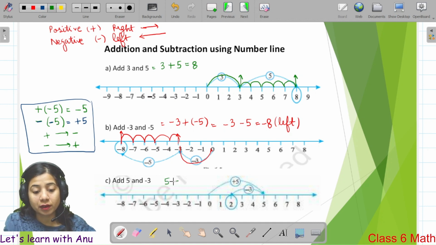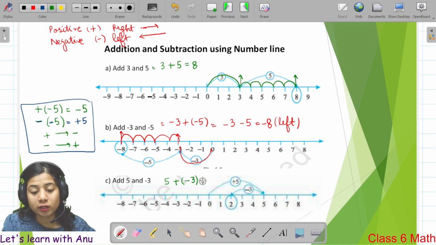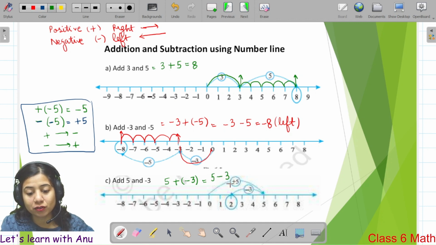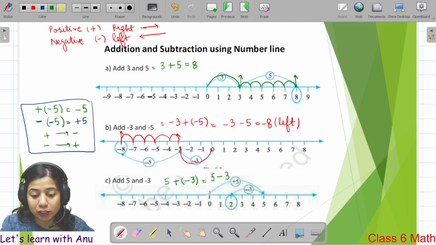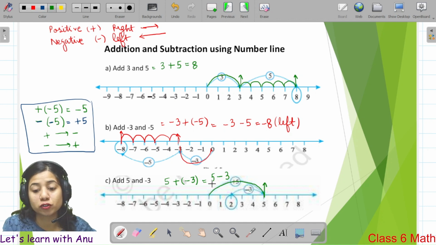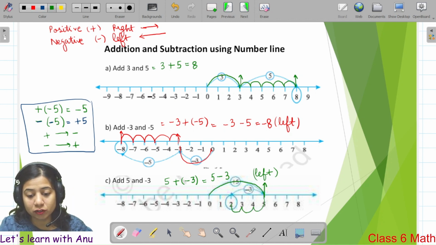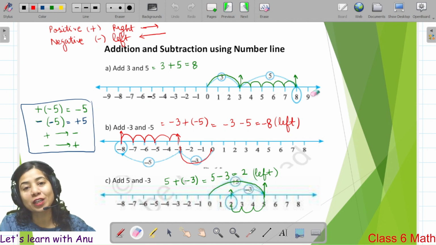So 5 plus and minus 3. Again, let's remove the bracket first. Outside the bracket, the sign is positive, so it will remain. So it will be 5 minus 3. So let's go from 0 to the first number. First number is 5. So it's 0 to 5. So this is the first number. Then it is minus 3. So minus 3 means we are going to move in left direction. How many steps? 3 steps. So it's 1, 2 and 3. So answer comes out to be positive 2. I hope everyone is clear. So this was about addition of integers using number line.